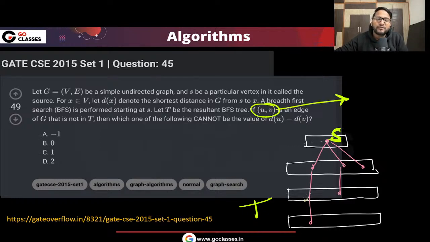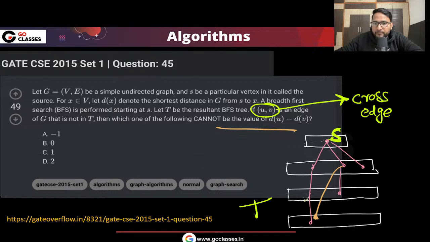If it is an undirected graph, then the forward edge is not possible in both the cases. In undirected, a back edge is also not possible. The tree edge is always there. So the cross edge must be there, right? This must be the cross edge. Then which of the following cannot be the value of du minus dv? So they are saying that the cross edge could be something like this, right? Cannot be the value.